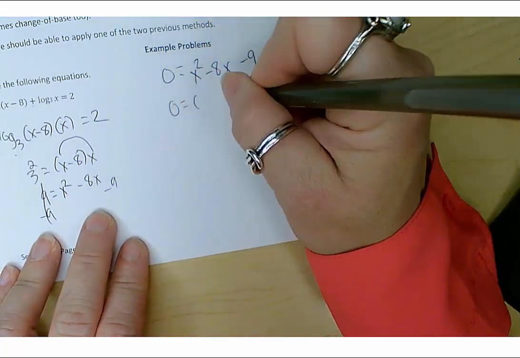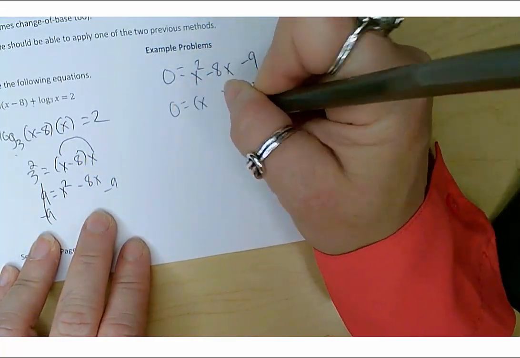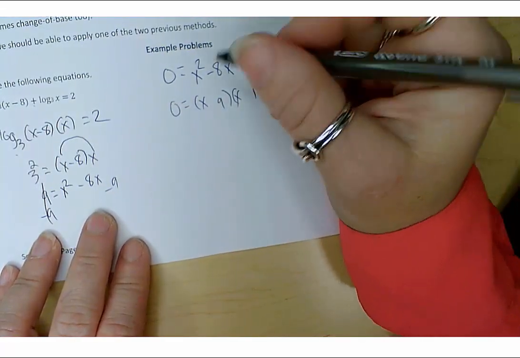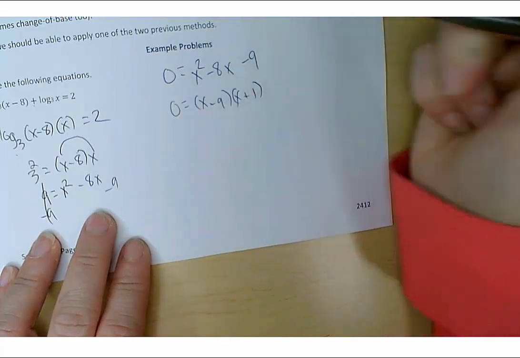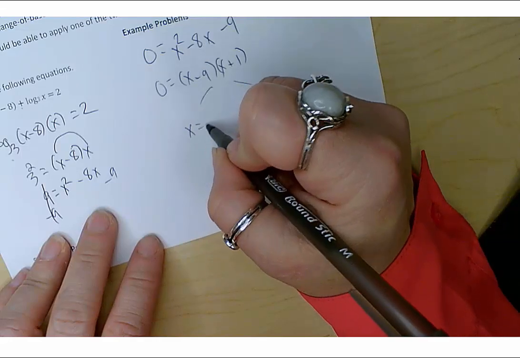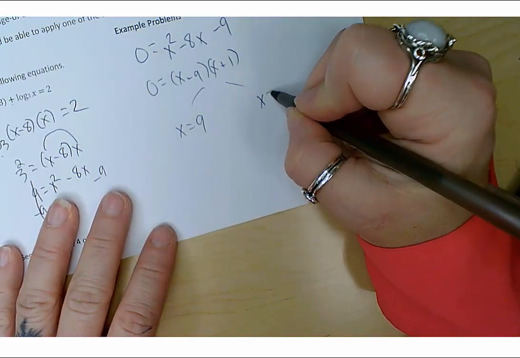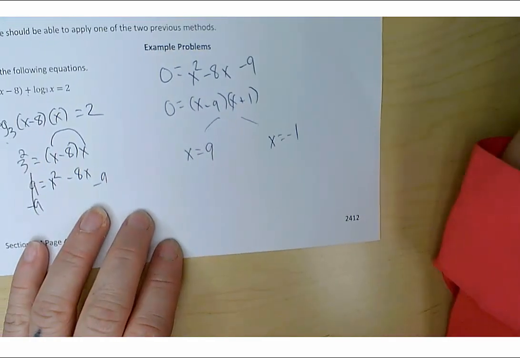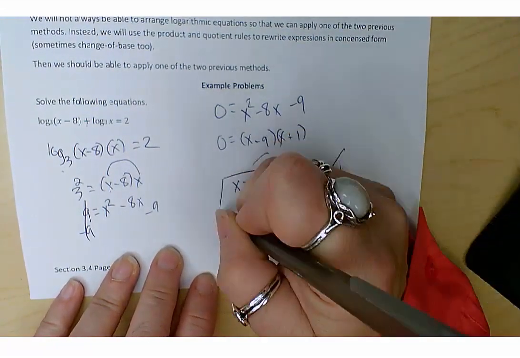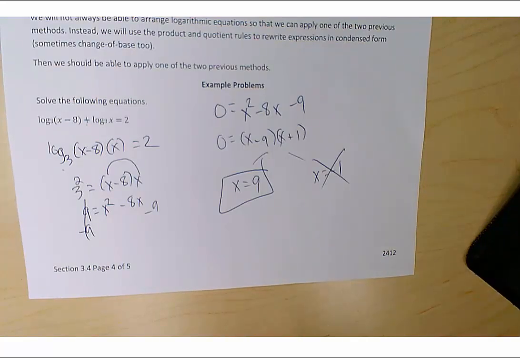Factor this out. When we factor this out, x times x is x squared. 9 times 1 gives us an 8 there, with a minus on the 9 and a plus on the 1. That means when we split and solve, we're going to get that x is equal to 9 and x is equal to negative 1. Automatically throw out your negative solutions there, and x is equal to 9.